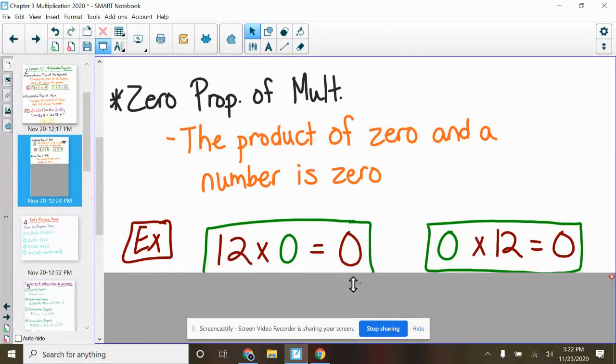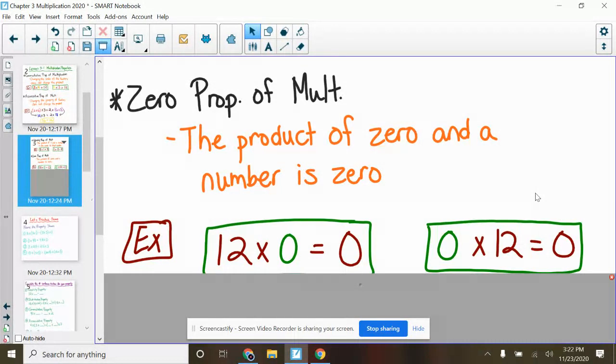So my example for this one would be something like this. 12 times 0 is going to be equal to 0. Or if I reverse my factors in this example over here on the right-hand side, you'll see that my end result is still a 0. And those are the properties. That is the zero property of multiplication.